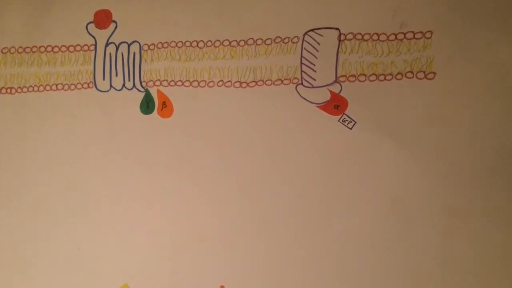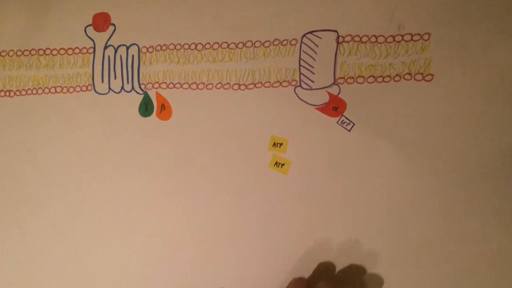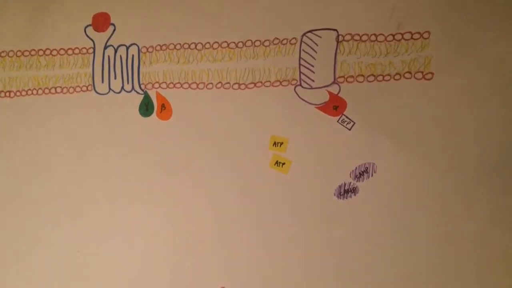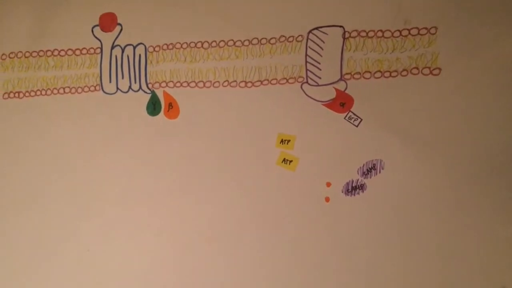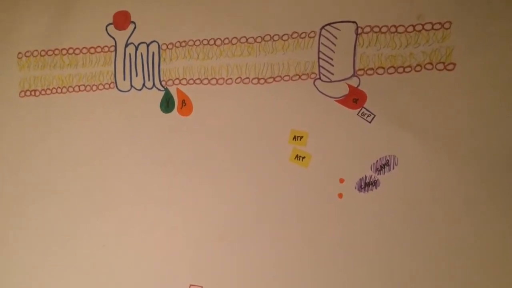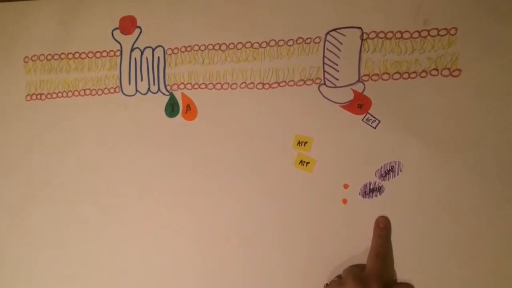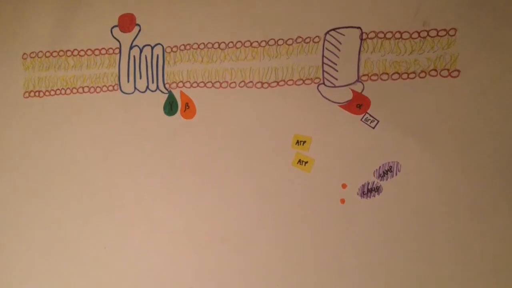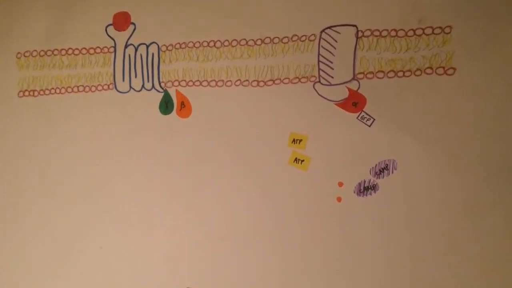This protein then converts ATP to cAMP and releases phosphates. cAMP is the protein's second messenger, which can cause a variety of effects. In our case, increased heart rate, which makes sense since our ligand was adrenaline.